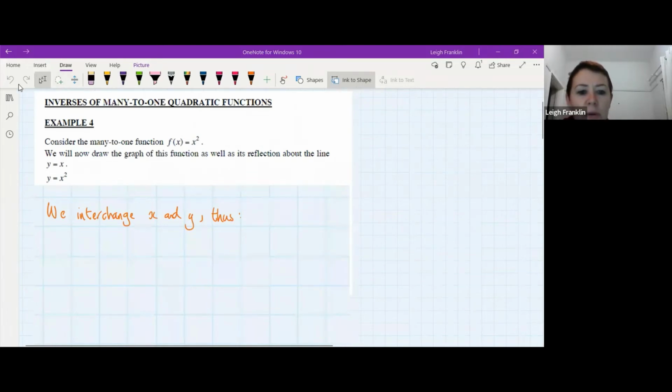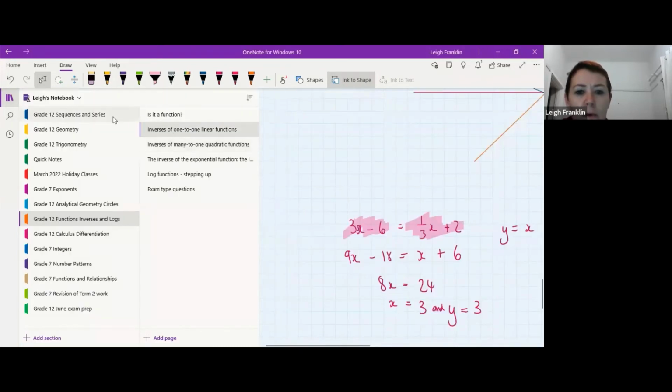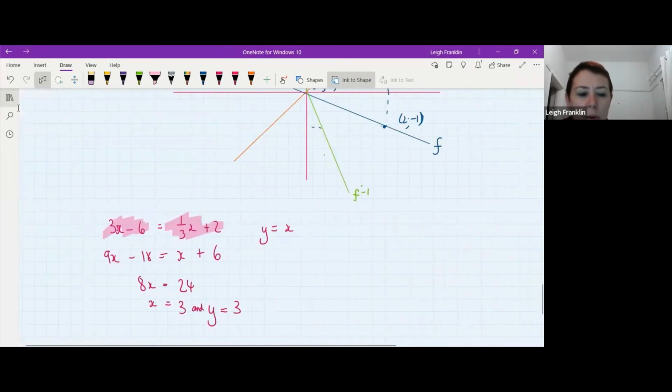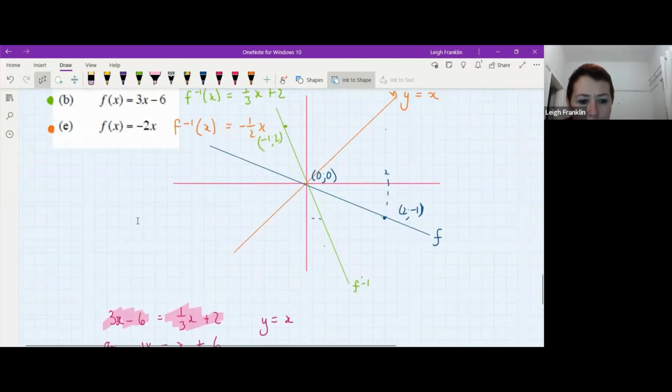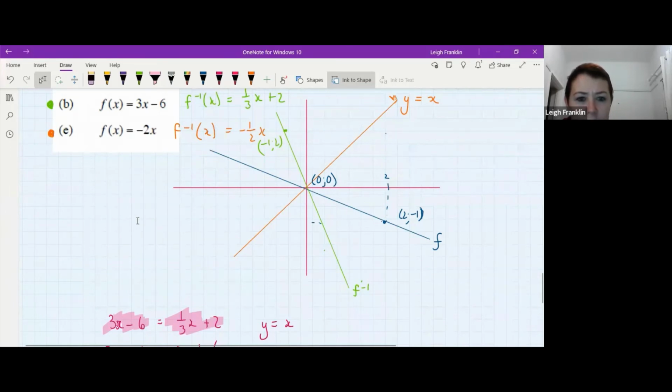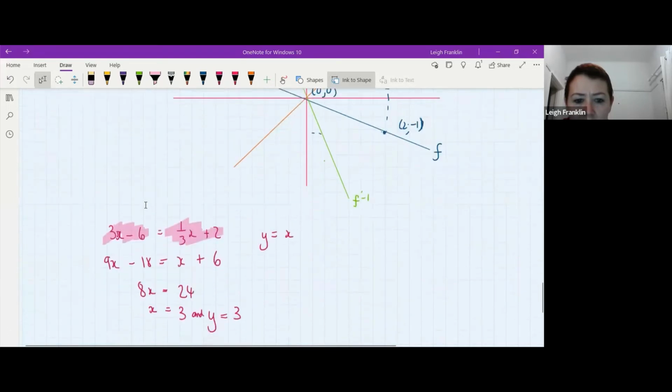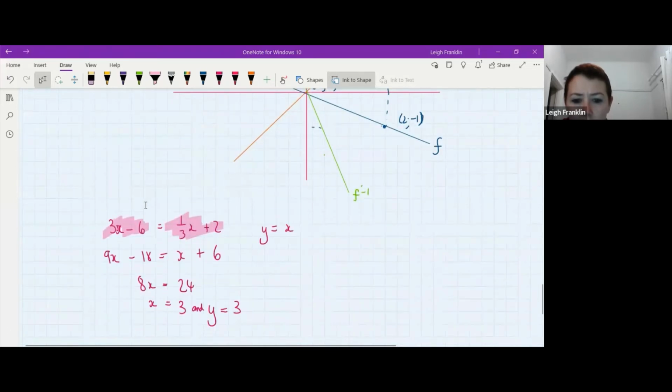Oh, sorry, Sibongile, how did you get +2 instead of -6? Hang on, let me go back. Sibongile, just explain to me what it is that you don't understand here. Do you not understand how I got the inverse?